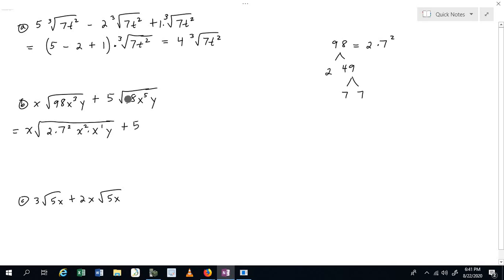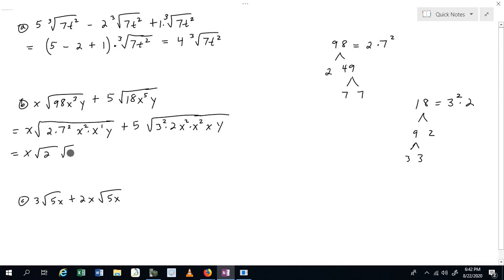Okay, and then 5 times, now I'm going to factor 18. That's 9 times 2, and then 9 is 3 times 3. So this is the same as 3 squared times 2. And then x to the 5th I'm going to write as x squared times x squared, and then you're left with 1 x. And there are 5 x's there. And then times y. Okay, and then I'm going to go through and just take the square root of every one of those numbers. I can break it up like this.